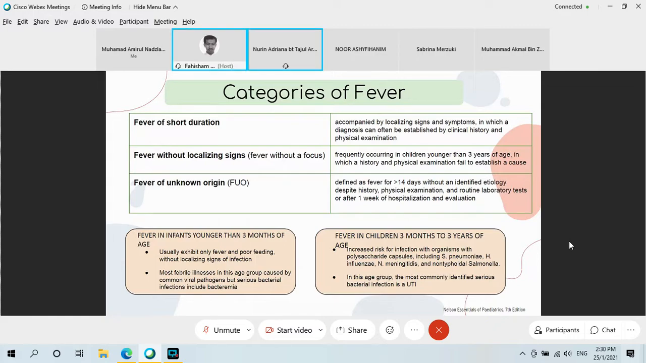Badrul Amin. Sounds like Ustaz Badrul Amin. I remember Ustaz Badrul Amin in the past. I don't know. Badrul, can you hear me?